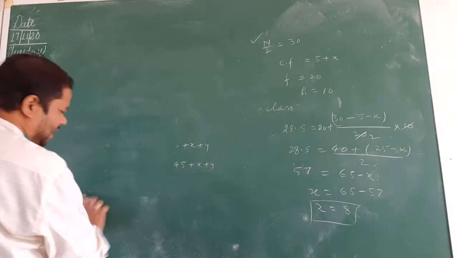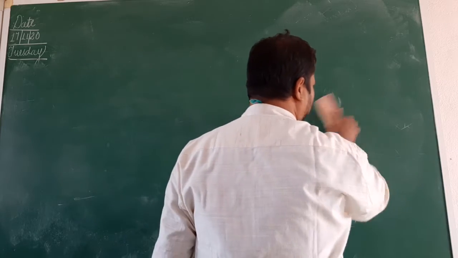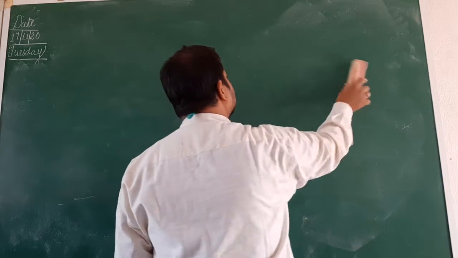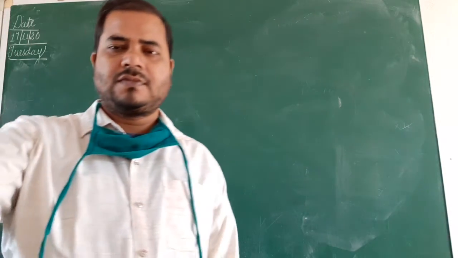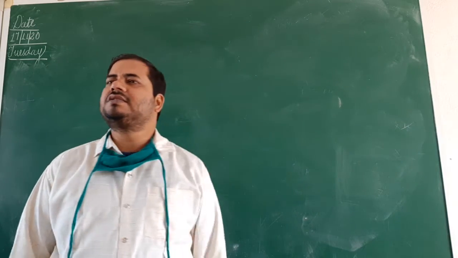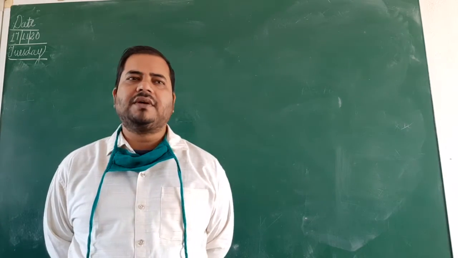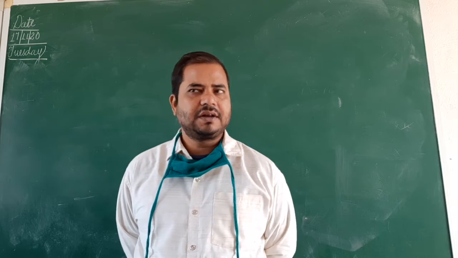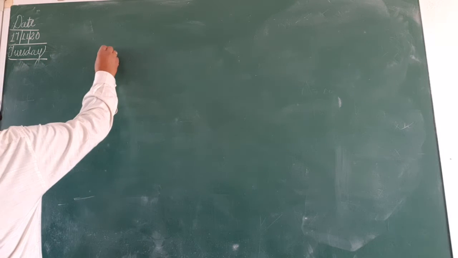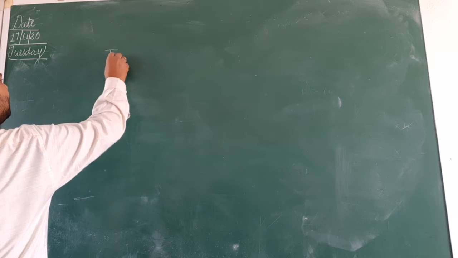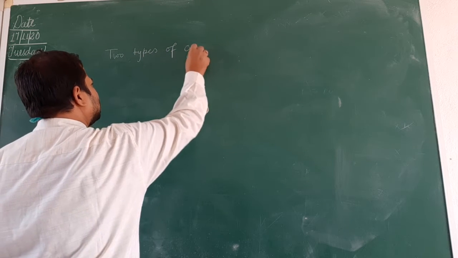That means we are going to draw the graph between the cumulative frequency and, what beta? Cumulative frequency and upper limit. Okay. And also cumulative frequency and lower limit. Clear? So there are two types of ogive, that is graph.